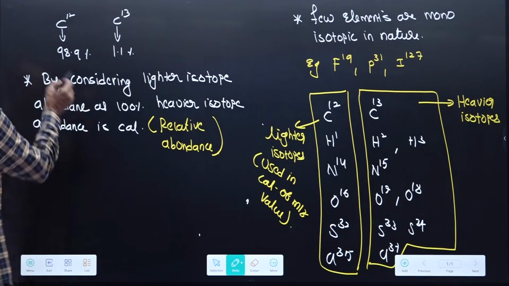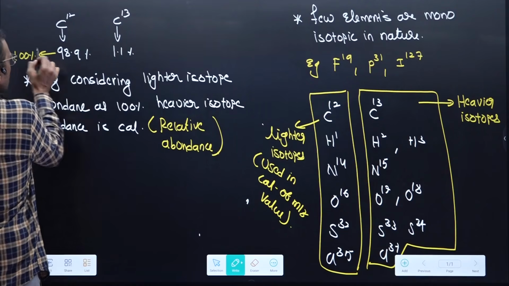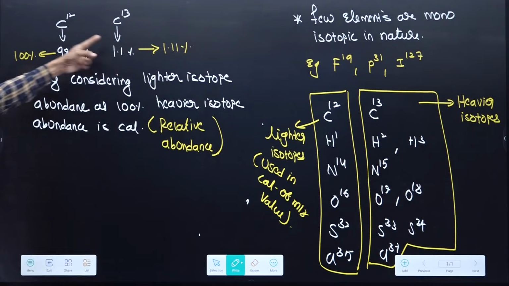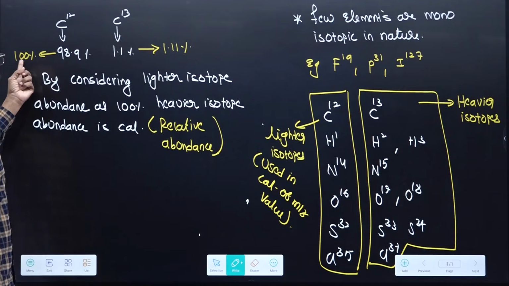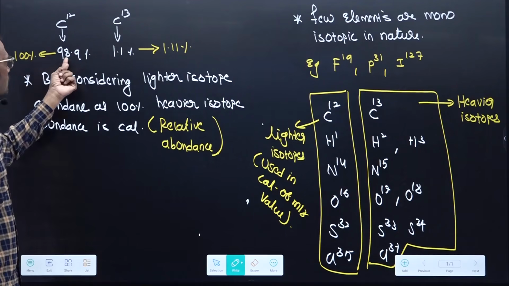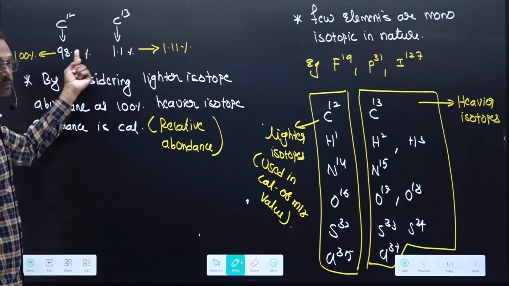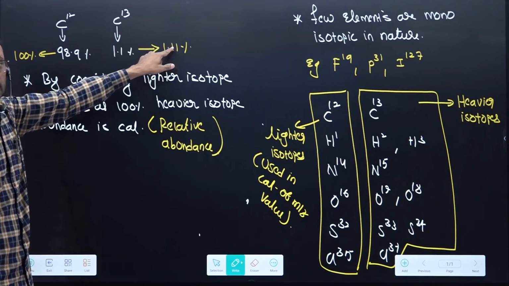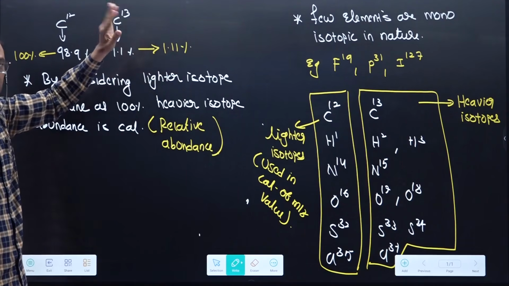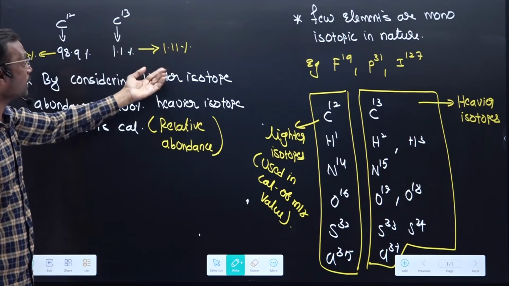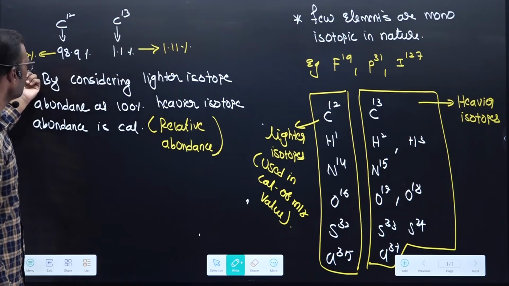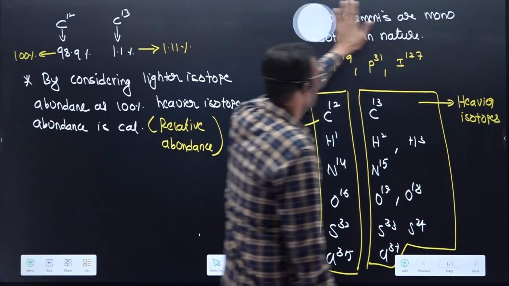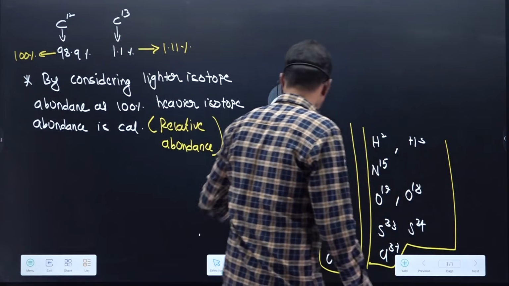This is assumed as 100%, and this percentage is going to be increased as 1.11 percentage. That is called relative abundance. This is absolute abundance, this is natural abundance. These two are natural abundance. Especially this one is called relative abundance. So every time lighter isotope percentage is taken as 100%. And if you compare the percentage of heavier isotope with respect to this 100%, that is called relative abundance. So your 2 points are very, very important: what is natural abundance and relative abundance?